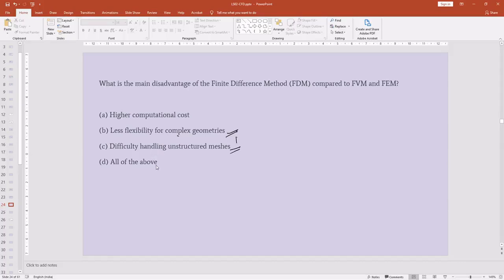So the only solution left is all of the above. Since we are using a structured grid, sometimes we will have to go for a higher number of refinements. So in such cases, if we are using FDM for complex geometries, the computational cost will be exponentially high. So the answer is D, all of the above.